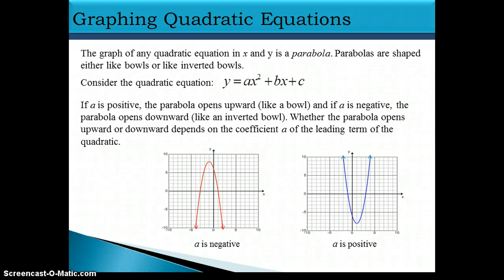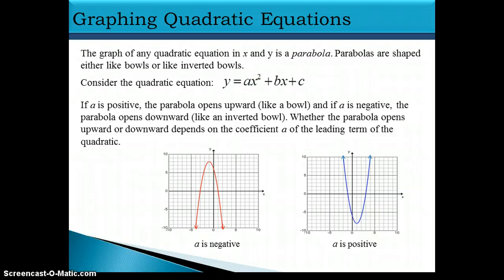Parabolas are shaped either like bowls or like inverted bowls. Consider the quadratic equation y equals ax squared plus bx plus c. If a is positive, then the parabola opens upward like a bowl. And if a is negative, the parabola opens downward like an inverted bowl. Whether the parabola opens upward or downward depends on the coefficient a of the leading term of the quadratic.